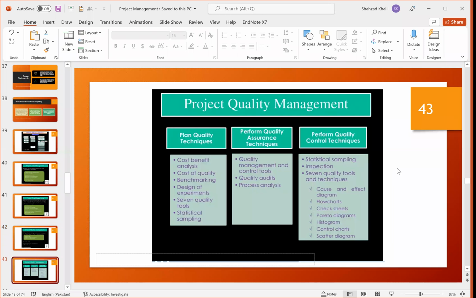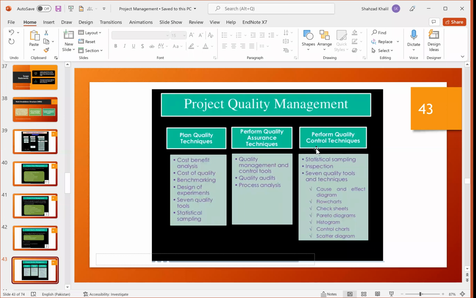Project quality management is further divided into plan quality techniques, which include cost benefit analysis, cost of quality, benchmarking, design of experiments, seven quality tools, and statistical sampling. Then the perform quality assurance techniques, which include quality management and control tools, quality audits, and process analysis.